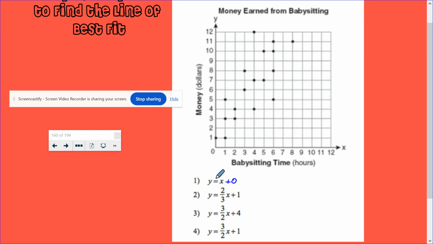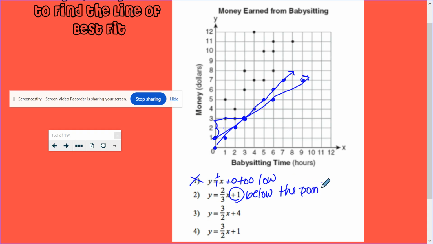So I'm going to use y equals mx plus b. I'm going to start at 0, and then my slope is rise 1, run 1, rise 1, run 1. So you can tell by looking at this line that I'm making right here that it's going to be way too low. So we know that it cannot be number 1. Let's try number 2. I'm going to start at 1, go up 2 over 3, up 2 over 3, up 2 over 3. So that line is even lower, so that is below the points. So we know it's not going to be number 2.